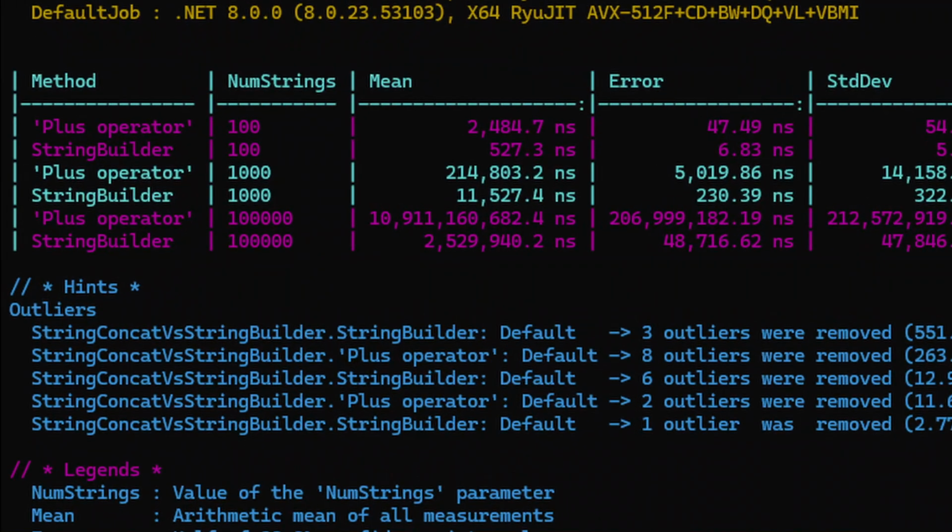Even with only 100 concatenations, you can see such a big difference that I really did not expect, to be honest. And of course, the higher the number of concatenations, the bigger the difference.